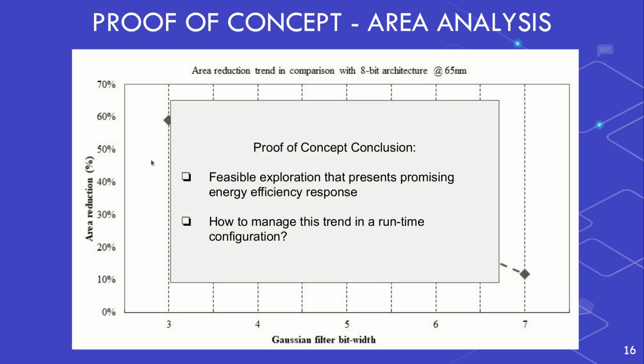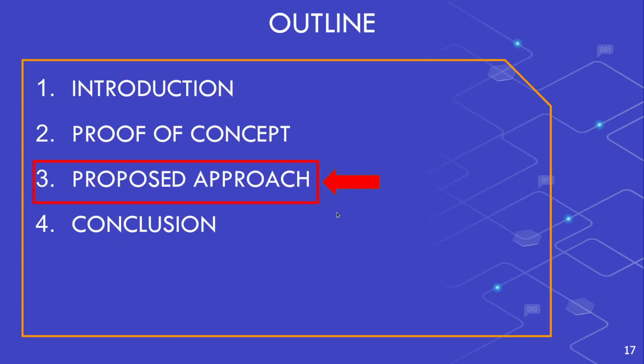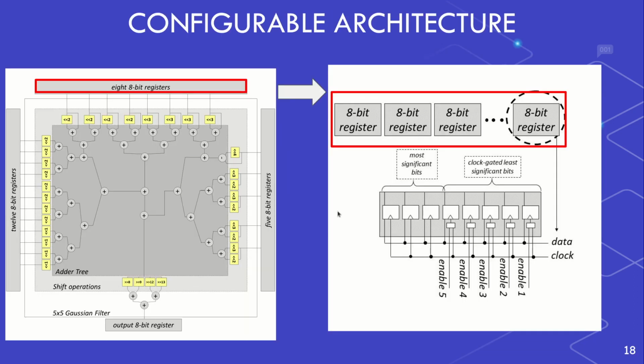So the conclusion of this proof of concept is that it's feasible to explore approximate computing at bit level for a 2D Gaussian filter. But the question is how to manage these findings in a runtime configuration. And the answer for that is our configurable approach proposed in this work.